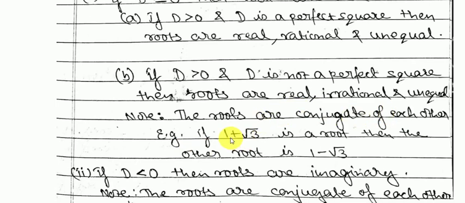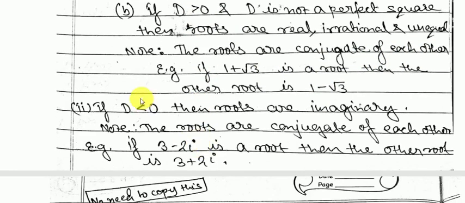Suppose for the case where D is greater than 0 and not a perfect square, I get a root 1 plus root 3. Then the other root will be 1 minus root 3. So for this case the roots are conjugates of each other. And if D is less than 0, then roots are imaginary, and in that case also roots are conjugates of each other. Suppose one root is 3 minus 2i, then the other root is going to be 3 plus 2i.